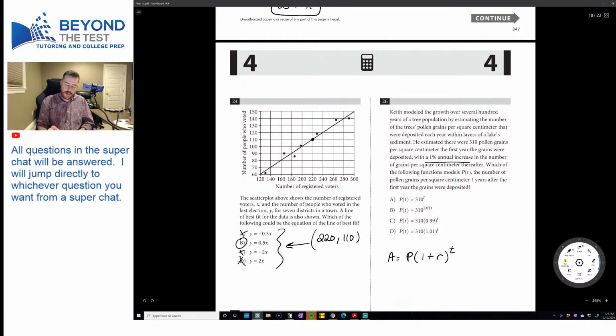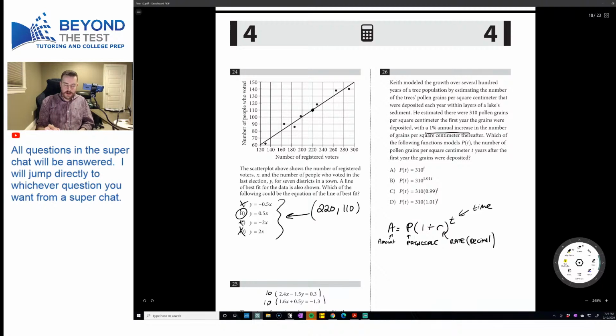In this equation, A is going to be the final amount. P is going to be your principal or your initial amount. Principal. Okay. I think that's the principal amount. And then r is going to be our rate as a decimal. And t is going to be our time.